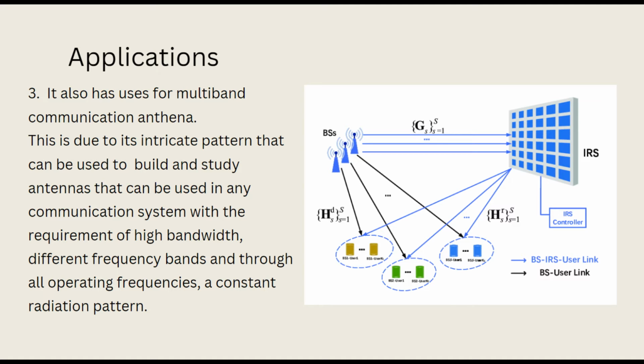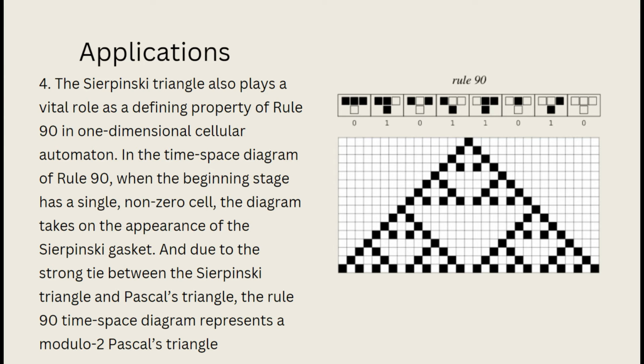Lastly, it has a vital role as a defining property of Rule 90 in one-dimensional cellular automata. In this case, in the space-time diagram of Rule 90, which is shown in the right photo, when the beginning stage has a single zero cell, the diagram takes on the appearance of a Sierpinski gasket or a Sierpinski triangle. And due to the strong ties between the Sierpinski Triangle and Pascal's Triangle, the Rule 90 space-time diagram also represents a modulo of Pascal's Triangle.